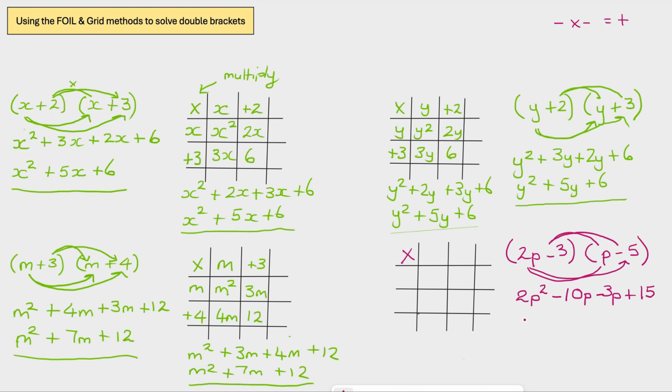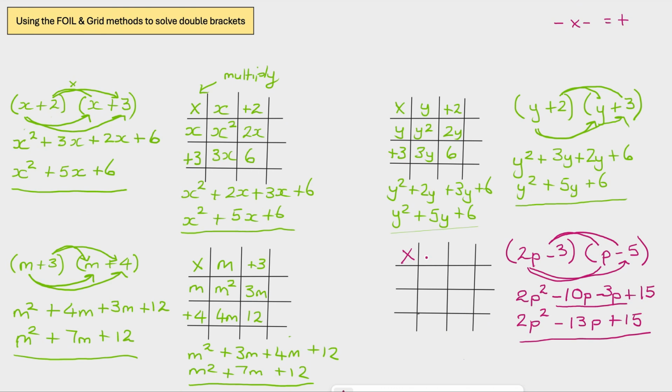So now let's simplify it, tidy it up. This is the biggest number we've got here. And then we've got minus 10p minus 3p, which comes to minus 13p plus 15. And that is the answer.